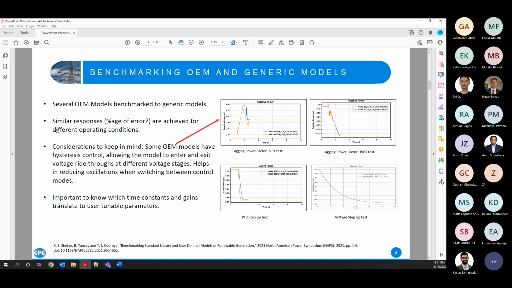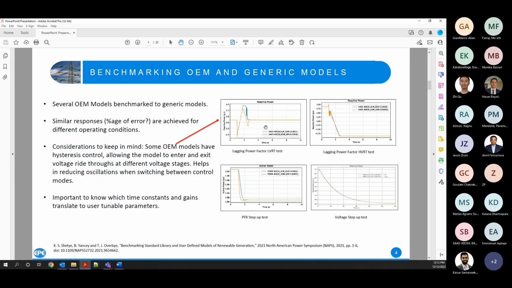So what we did internally here at EPE was benchmark several OEM models as generic models. If you see the slides, the plots up here are for different network tests, for, let's say, lagging power factor, LVRT, or HVRT, and then a power-frequency response or a voltage step test. What I'm trying to say is, we parameterize the site-specific OEM models to the generic available software models, and we can see that within a reasonable percentage of error for different operating conditions, this is not just for one test, we can get a very close response.